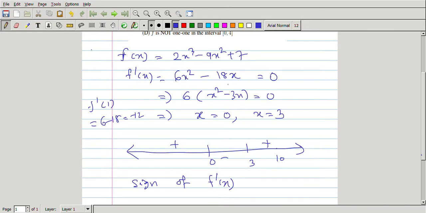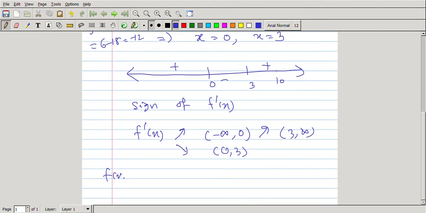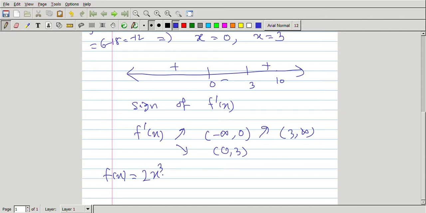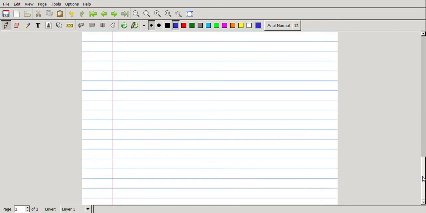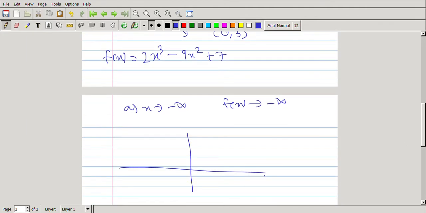So what we get is f is increasing in the interval minus infinity to 0, it is decreasing in the interval 0 to 3, and it is increasing from 3 to infinity. Right, now let's try to draw the graph of f tentatively. So our f of x is 2x cube minus 9x square plus 7. As x tends to minus infinity, we see that f of x also tends to minus infinity. So the graph somewhere starts from here.